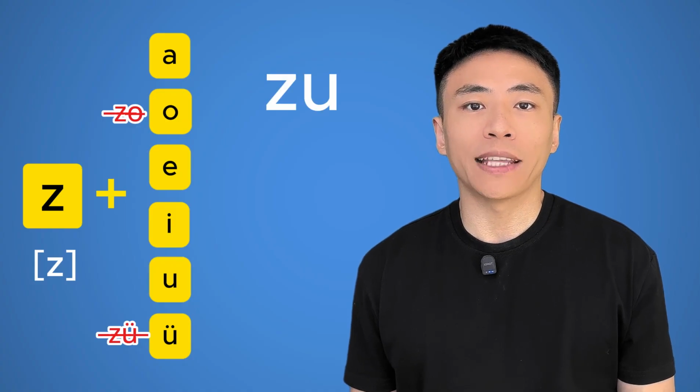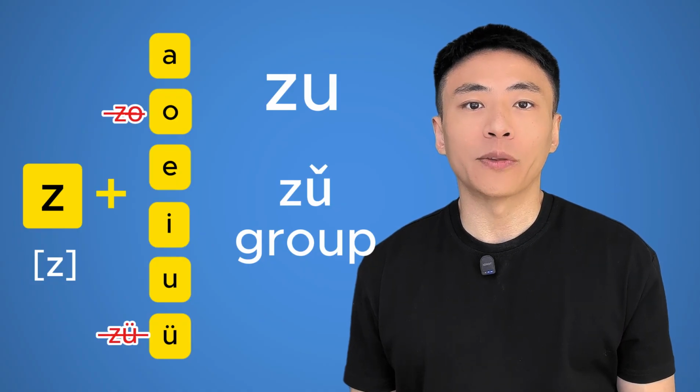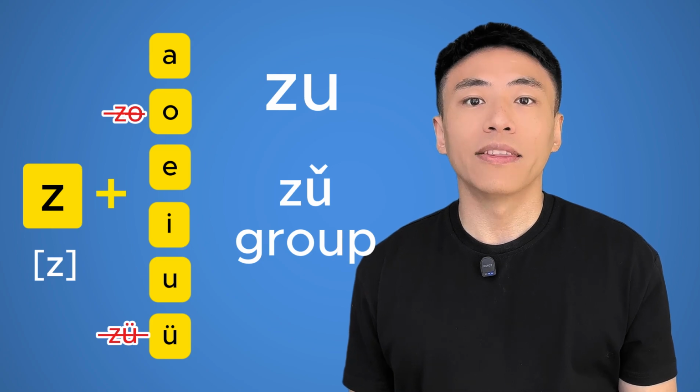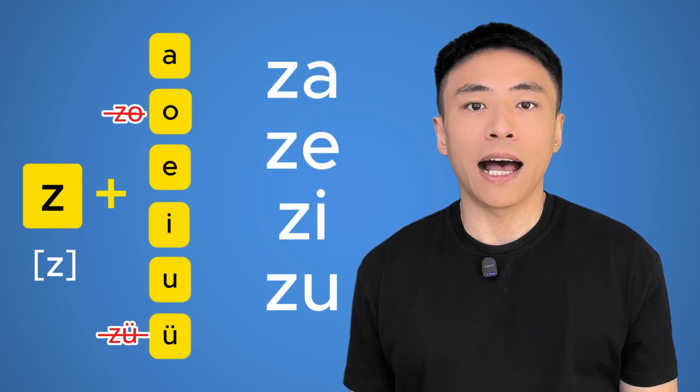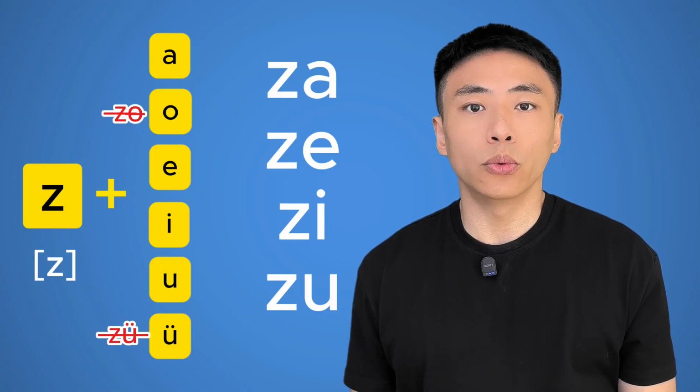With the third tone, it is 组, meaning group. The full third tone is 组. The daily use is 组. Let's try them all again. 扎, 则, 资, 租. Now let's move on to our second initial. C. Repeat after me. C, c.